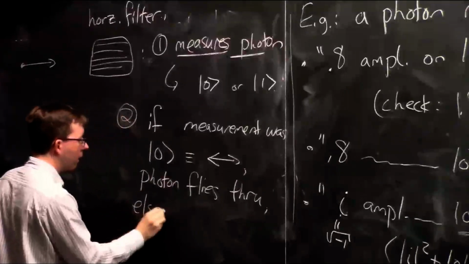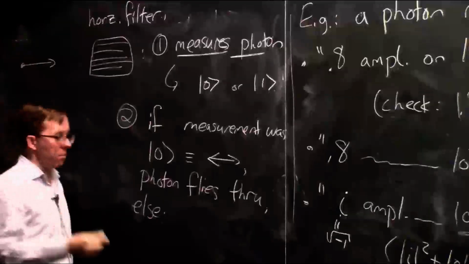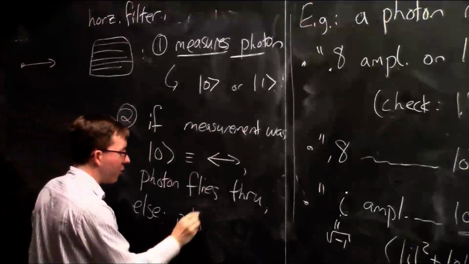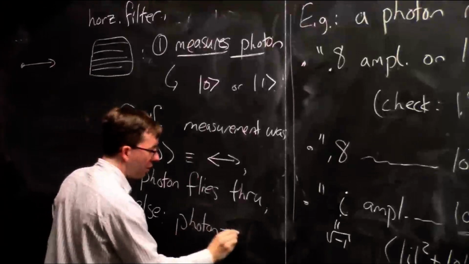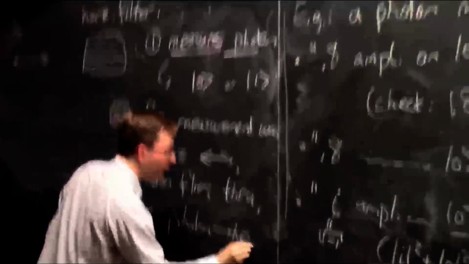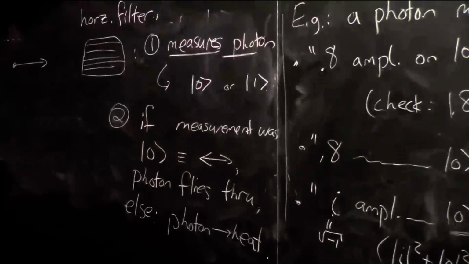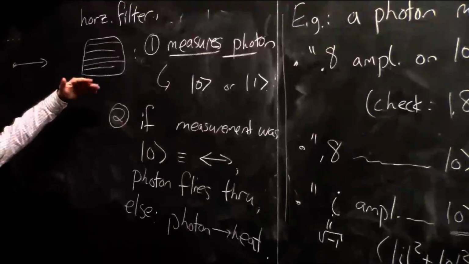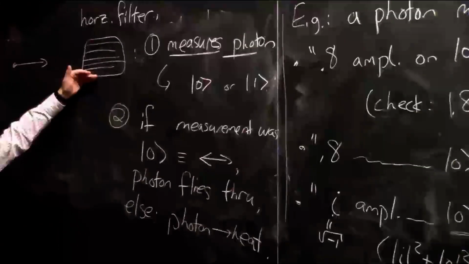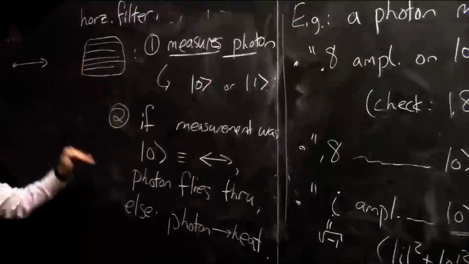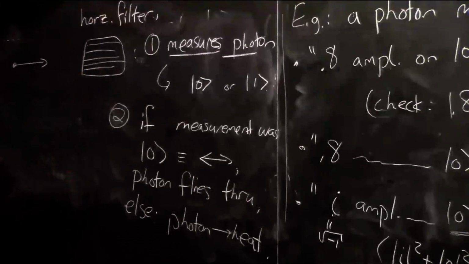Else, the photon gets absorbed. So somehow the photon is converted to heat and does not fly through. I don't know the exact physics or chemical engineering of it, but just take this horizontal filter as a physical device that does these two things. Okay.